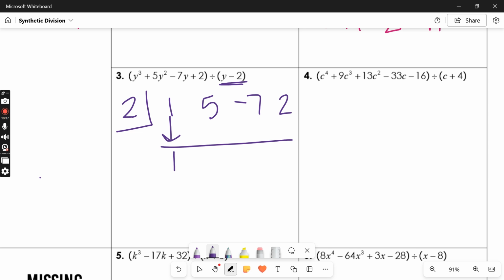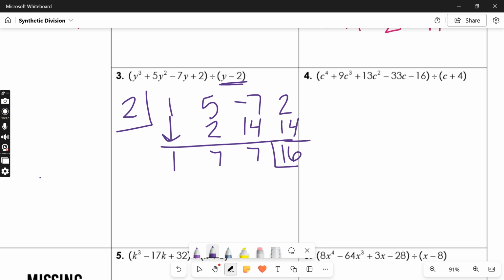Bring down that first number, so bring down the 1. 2 times 1 is 2. If I add those together, I get 7. 2 times 7 is 14. If I add those together, I get 7. And 2 times 7 is 14. If I add those together, I get 16.